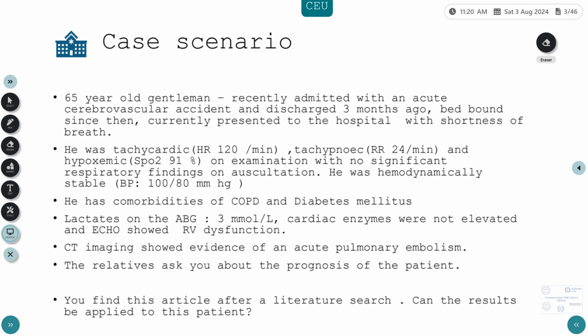A few investigations: lactate was 3 millimoles per liter, cardiac enzymes were not elevated, and echo showed right ventricular dysfunction. A CT pulmonary angiography confirmed the diagnosis of an acute pulmonary embolism. So this is a patient who presented with an acute pulmonary embolism but is hemodynamically stable at presentation. Now the relatives ask you about the prognosis of the patient. So we will look at this article which we found after a literature search, and whether the results in this article can be applied to such a patient.